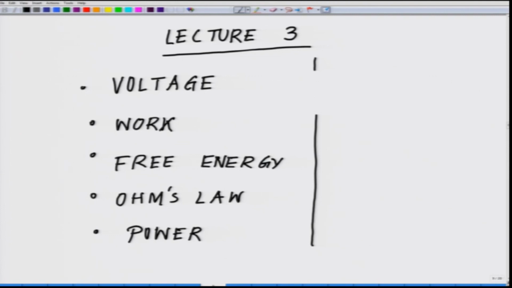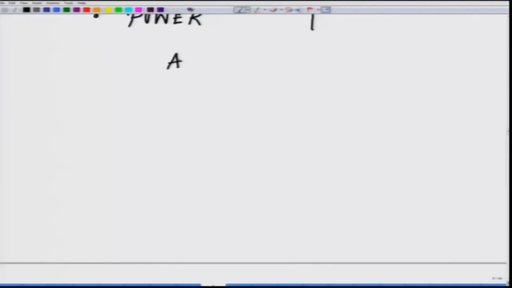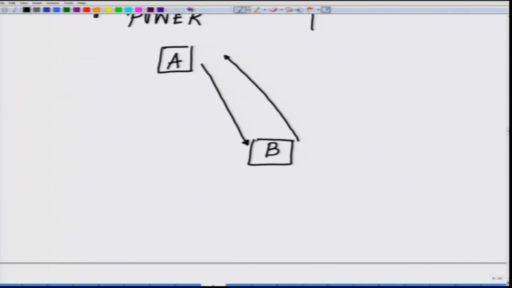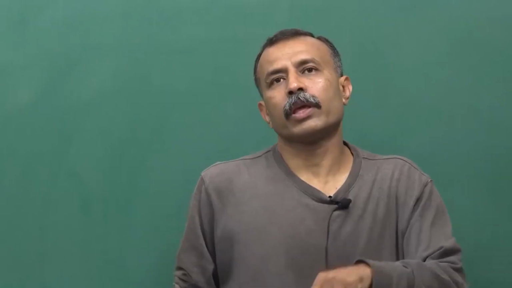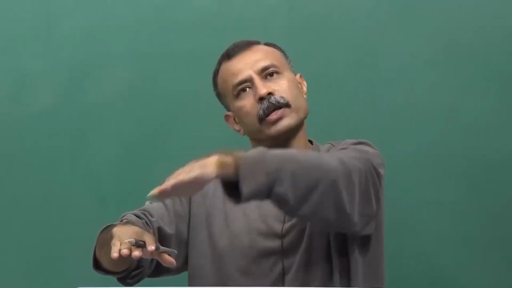To start off with voltage, what does voltage really mean? I have already given you an idea that voltage is basically, say for example, a charge has to flow from point A to point B. Whether this flow will be spontaneous or not, or whether it will need energy, depends on the potential difference between the two points. Think of a situation where you have water here and you have to get the water down here. It will flow spontaneously.